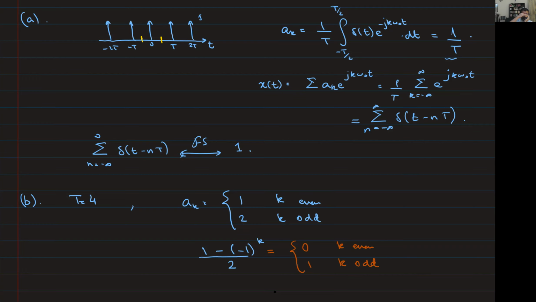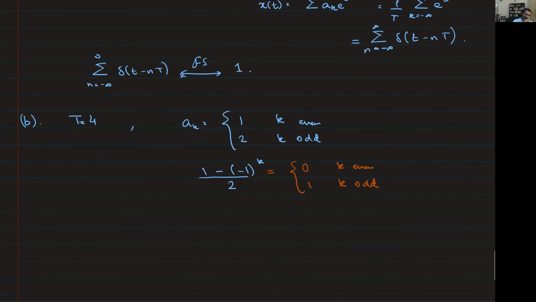Right, so if I were to plot this out, if this is the K axis, it is 0 at even values and 1 at odd values. But we need 2 at odd values. So how do I modify this so that it is 1 at even values and 2 at odd values? Plus 1.